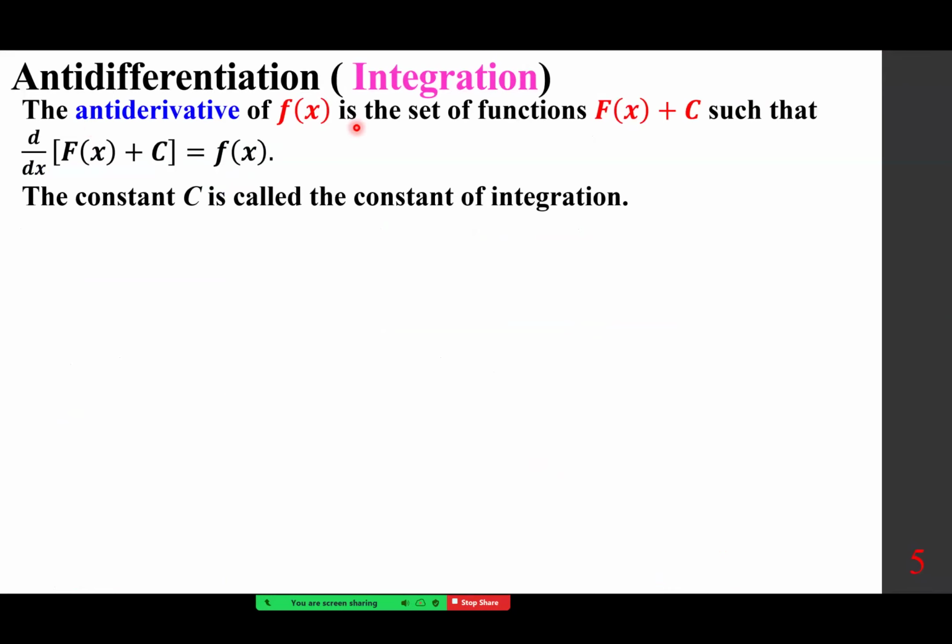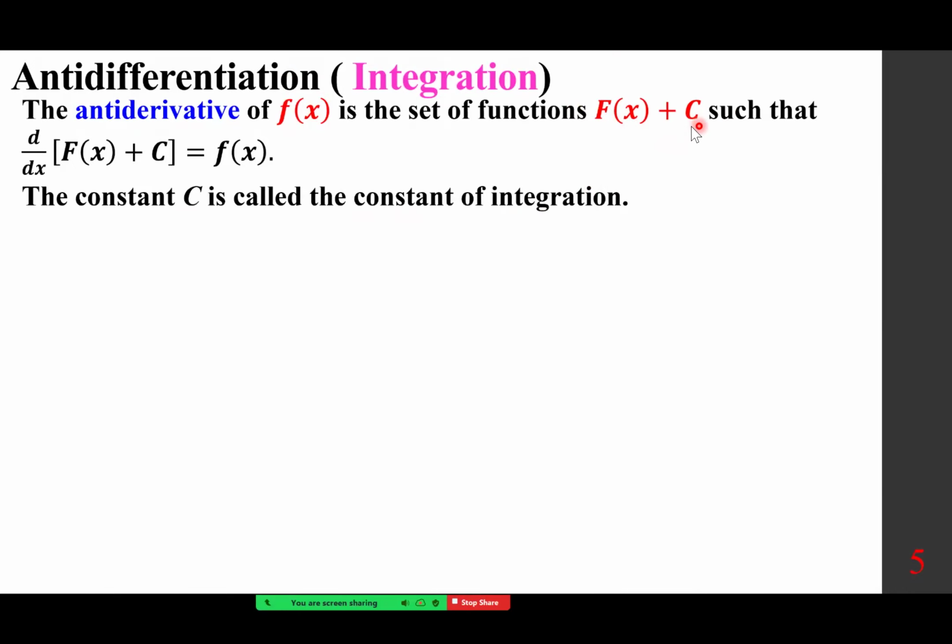So the antiderivative of f of x is the set of functions capital F of x plus c such that d/dx of F of x plus c is lowercase f of x. The constant c is called the constant of integration. Class, when we differentiate, it creates one function and we are done. When we integrate, it creates a family of functions because the derivative of any constant is 0. So we can have any constant.